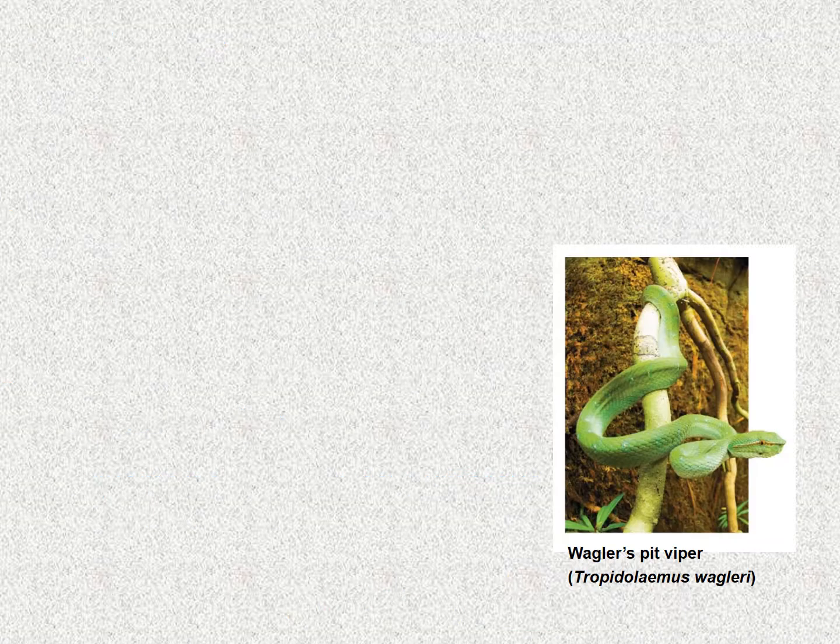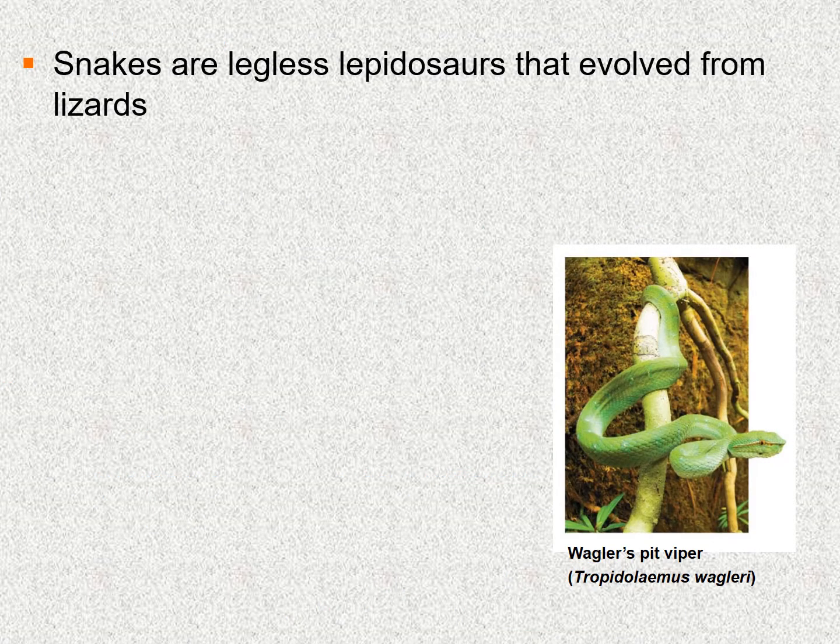And on to a little bit more about snakes. Again, snakes are legless lepidosaurs, and they evolved from lizards. And if you remember when we were talking about some convergent evolution concepts, there are some lizards that are also legless, so they're going to belong in the same group or phylogeny, however they have lost their legs.